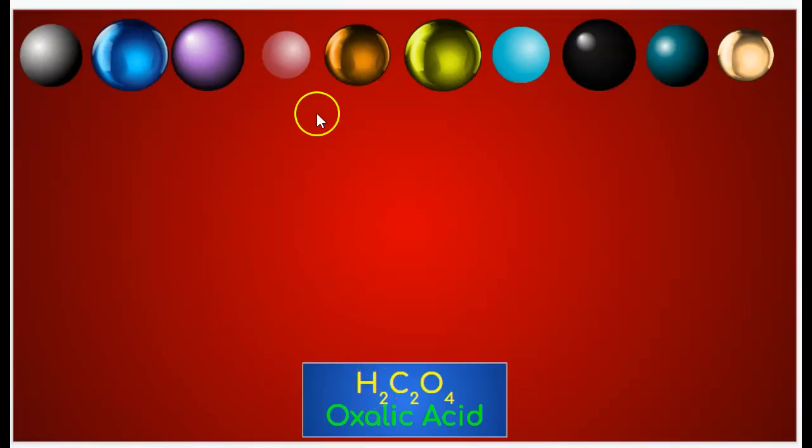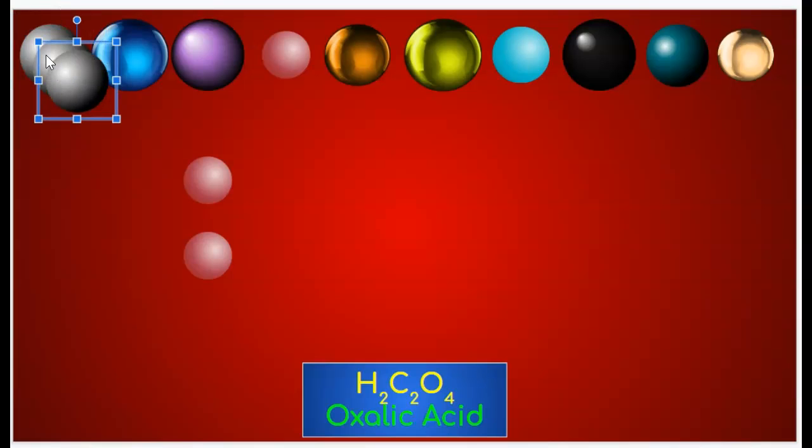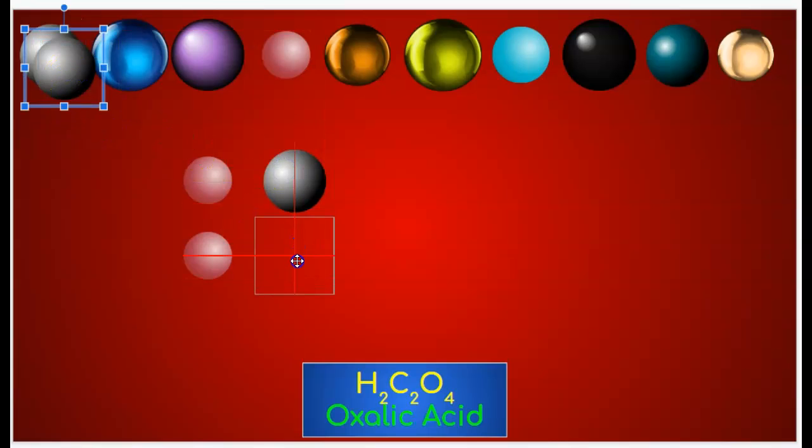So for my hydrogens, I'm going to use these little red guys. So I'll click it, and I'll go Control-C, Control-V, Control-V. I did Control-V twice, so I have two. So I got my two hydrogens. Now I need two carbons. I'm going to use this gray one here. I'll highlight that, and go Control-C, Control-V, Control-V, and grab these guys and pull them down here.